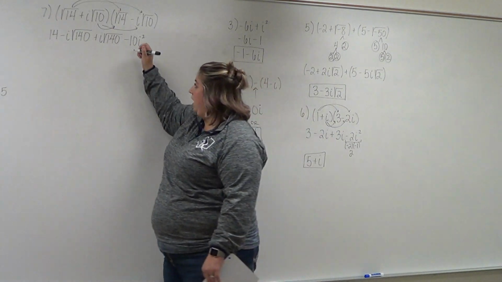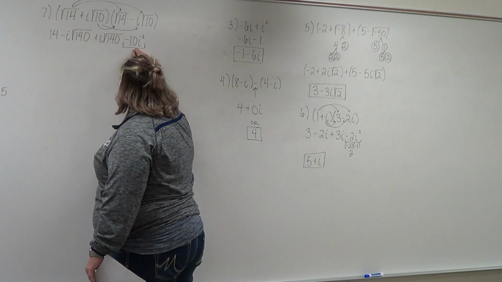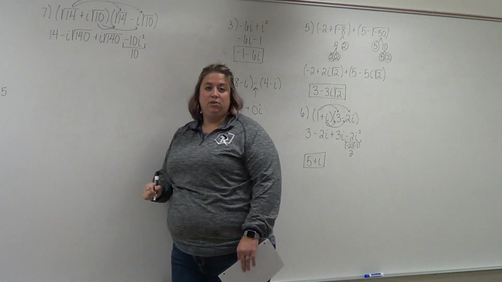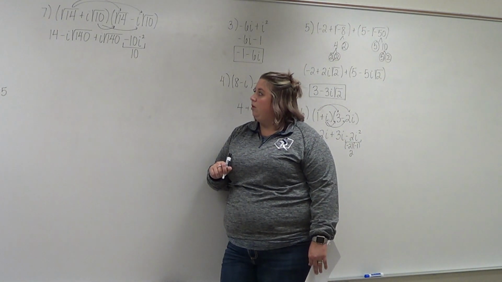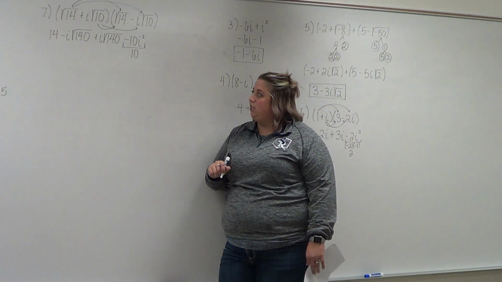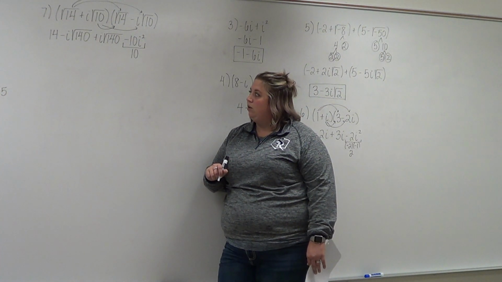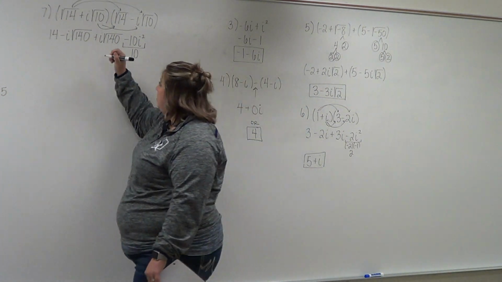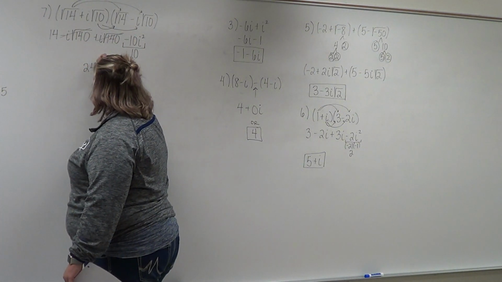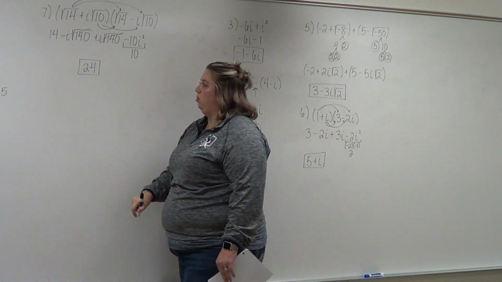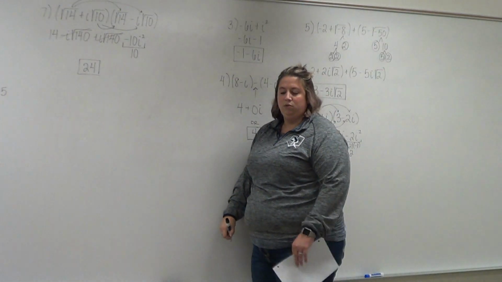Which is 10, right? Why is it 10? i squared. i squared is negative 1. So if you can do that all in your head in one step, do it in one step. Okay, so if I combine like terms, what's my final answer going to be? 14 plus 10, which is 24. Because i square root of 140 and negative i square root of 140 cancel each other out.